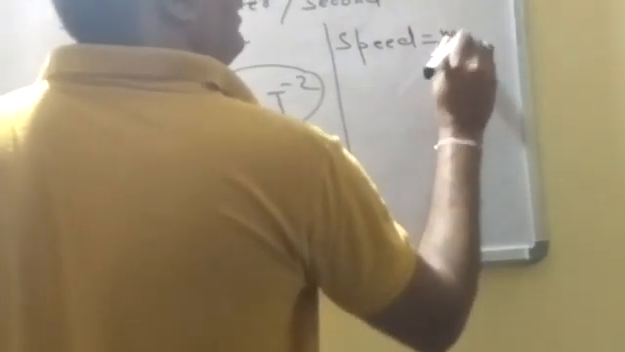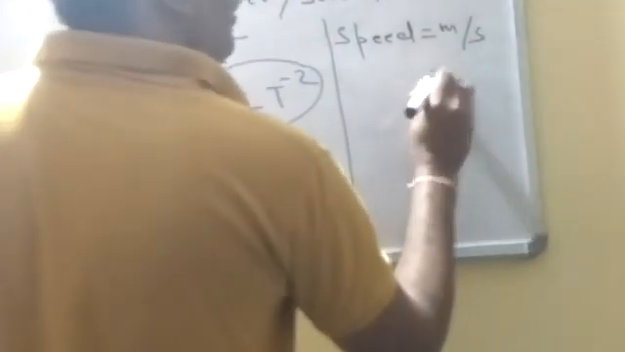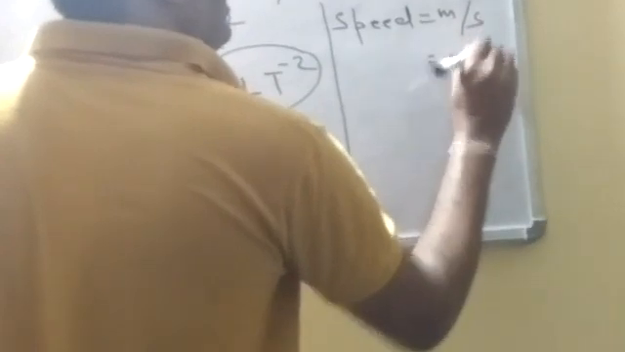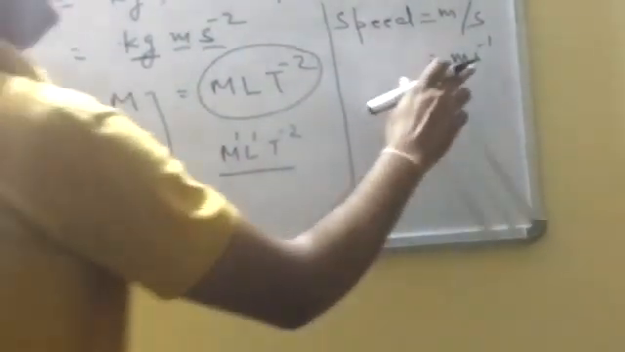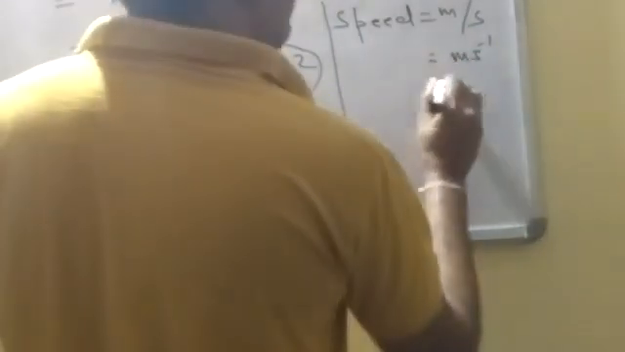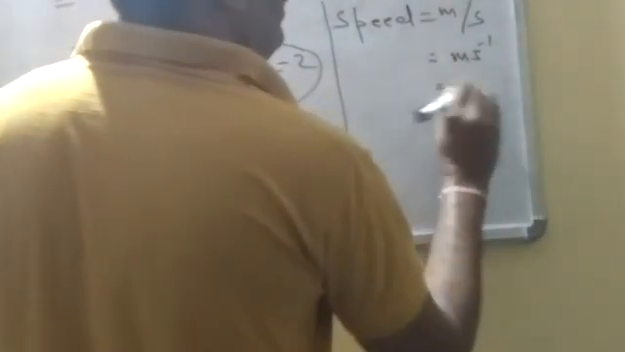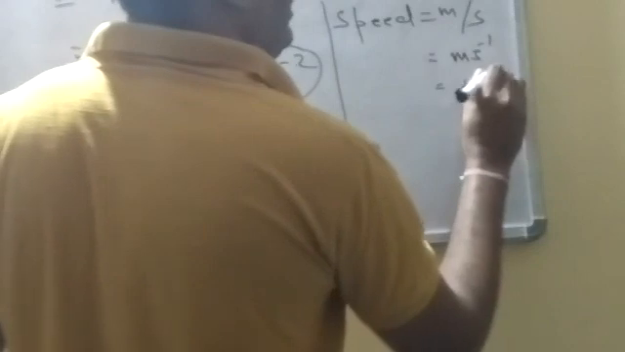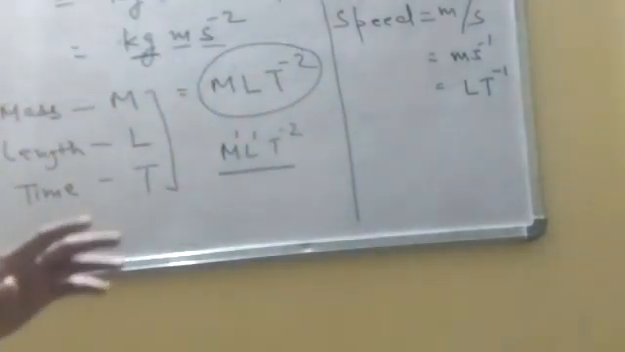That is meter per second. Or you can also write it like this. Now meter is what? It is a length. And what is this second? Second is the time. So for meter we take L, and for time we take capital T, that is -1. So LT^-1 is the dimension formula for the speed.